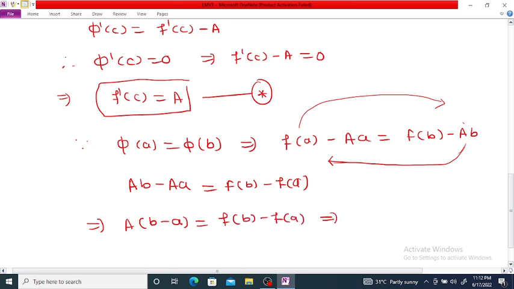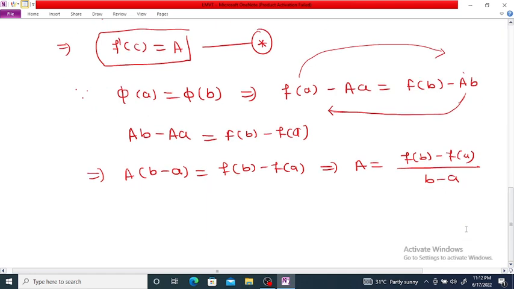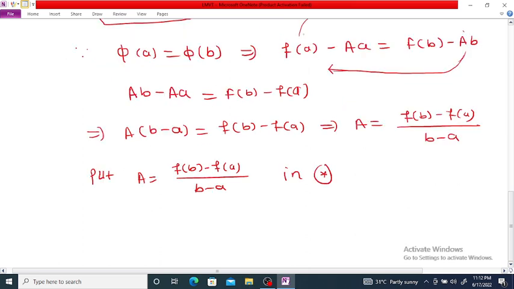So what does this imply? a is equal to f of b minus f of a divided by b minus a. So this is the value of a. Now if we substitute this value, put a equal to f of b minus f of a divided by b minus a in star. You can check, this is equation number star. So if we put it here, we get f dash c equal to f of b minus f of a divided by b minus a.